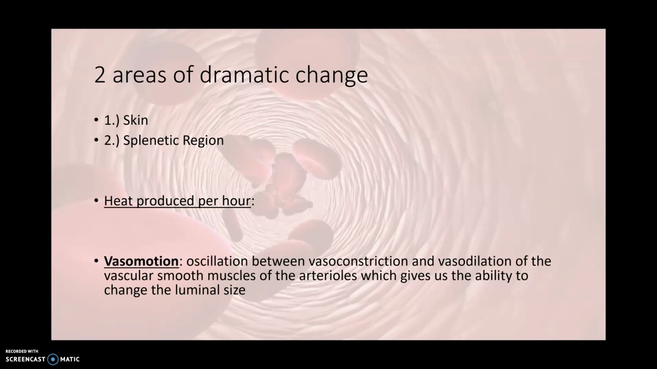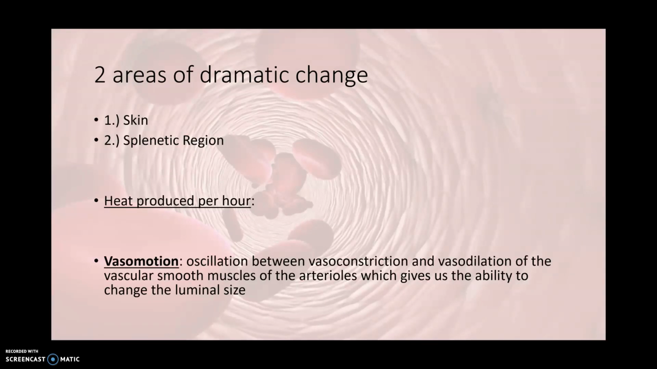Okay, so two other areas of dramatic change are, one, our skin and, two, our splanchnic region. Our splanchnic region gets a lot of blood at rest. So this is near our gut, right? Near our core. Our digestive system, kidneys, all of that is a part of our splanchnic region. But this decreases dramatically during exercise. So let's talk about our skin. All right, so our splanchnic region, we decrease blood flow to that area dramatically during exercise. We're shunting it from that area.